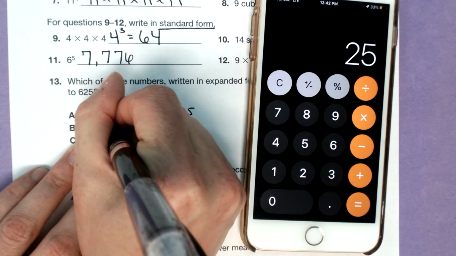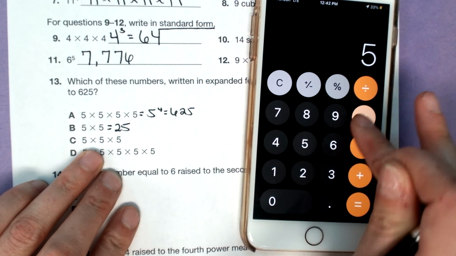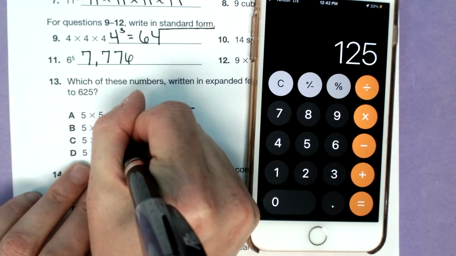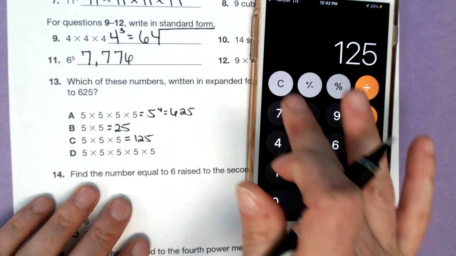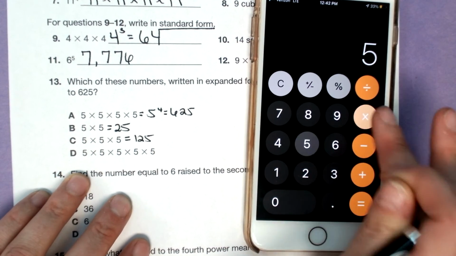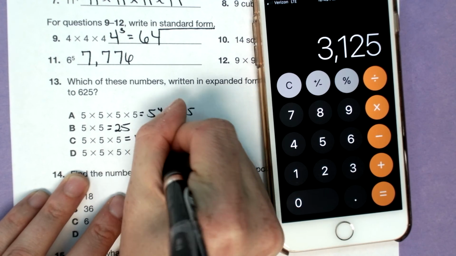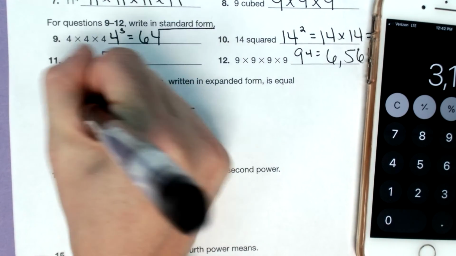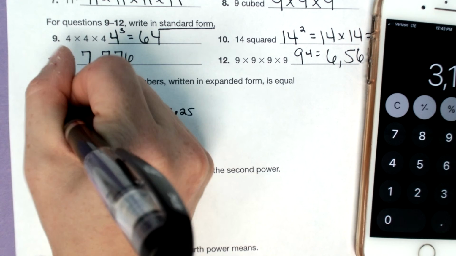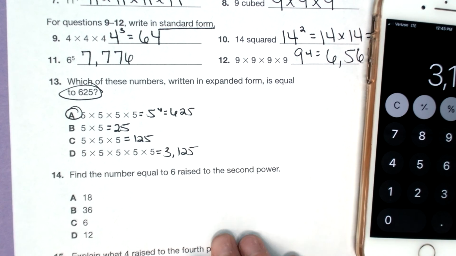All right, 5 to the power of 2. We all know that. That's 25. Okay, 5 to the power of 3. 125. And 5 to the power of 5: 2, 3, 4, 5. 3,125. So which of these is equal to 625? Well, the answer is going to be A.